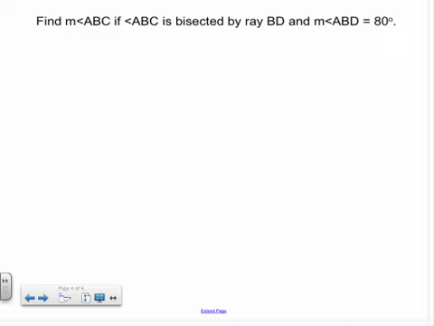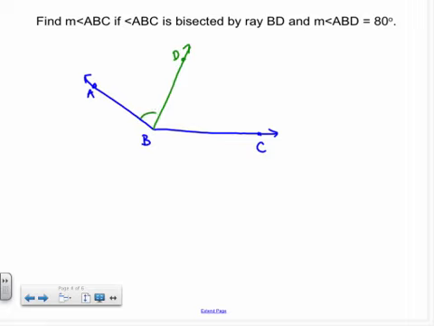So in this problem, we're asked to find the measure of angle ABC if angle ABC is bisected by ray BD and the measure of angle ABD is 80 degrees. So I'll sketch my angle again. So here's angle ABC, B as its vertex, and then I'm going to sketch in that angle bisector, ray BD, and now I know that angles ABD and DBC are congruent.